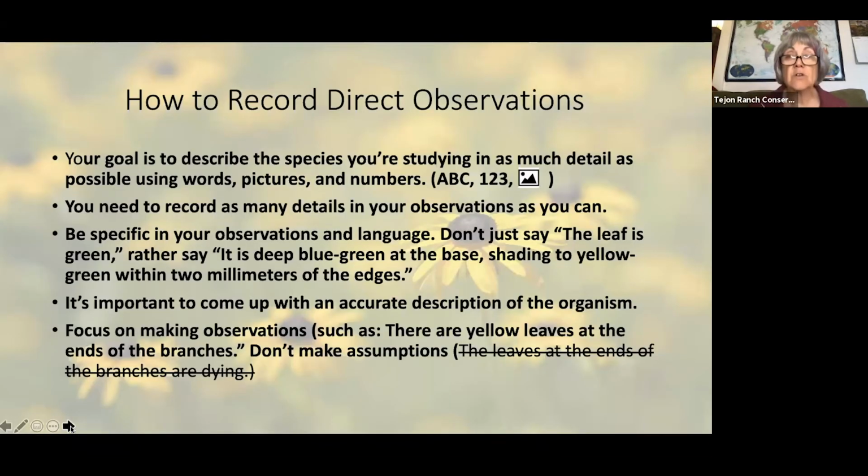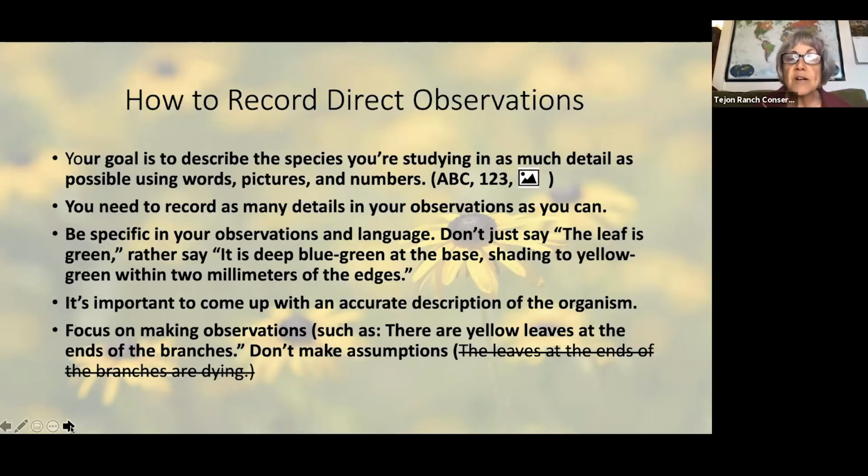How do you record those observations? Your goal is to describe the species that you're studying in as much detail as possible, using words, pictures, and numbers. That's those ABCs, 1, 2, 3s, and the pictures. You've been doing this. You're an expert at this now. So this won't be a problem.